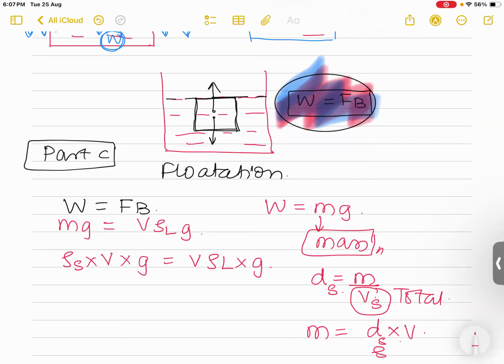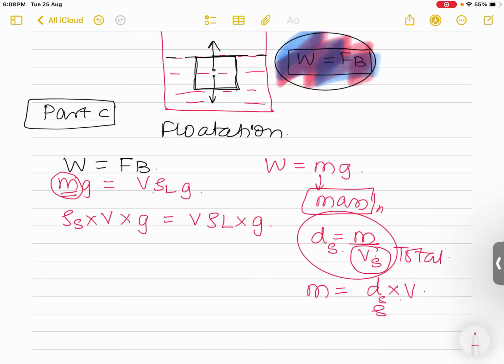Since I know that in flotation, weight is equal to buoyant force, weight has the formula m into g. Buoyant force is calculated using the volume of solid submerged, meaning inside the liquid, multiplied by density of liquid into acceleration due to gravity. Since I don't know the mass, I use my basic formula, density is equal to mass upon volume. I interchange it and get the value of mass, which I substitute here. So I get this as my expression.